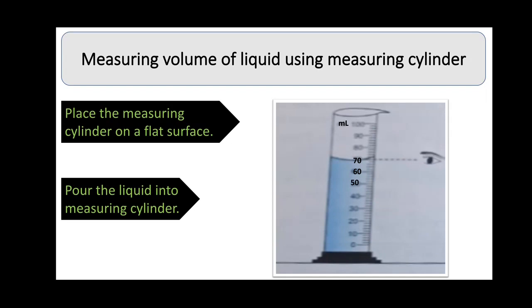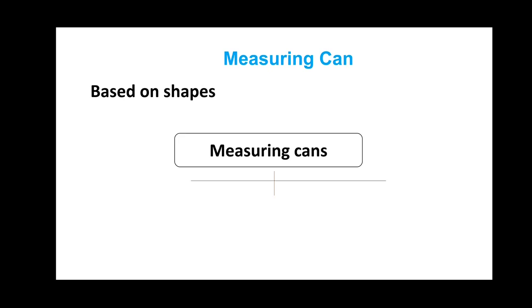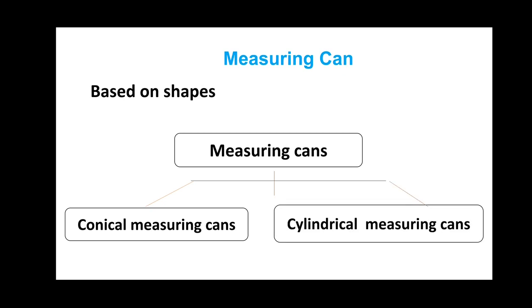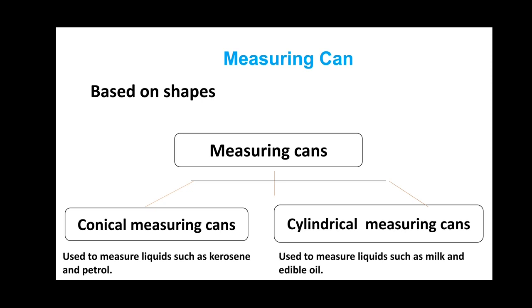Next one is the measuring can. The volume of liquid is generally measured by measuring cans of different shapes and sizes. Based on shapes, we can classify measuring cans into two. They are conical measuring cans and cylindrical measuring cans. Conical measuring cans are used to measure liquids such as kerosene and petrol, whereas cylindrical measuring cans with long handles are commonly used to measure milk and edible oil.